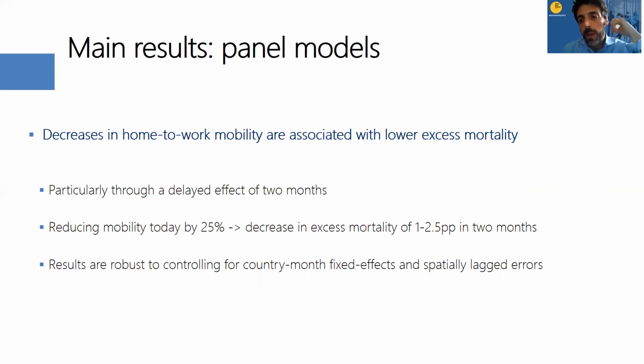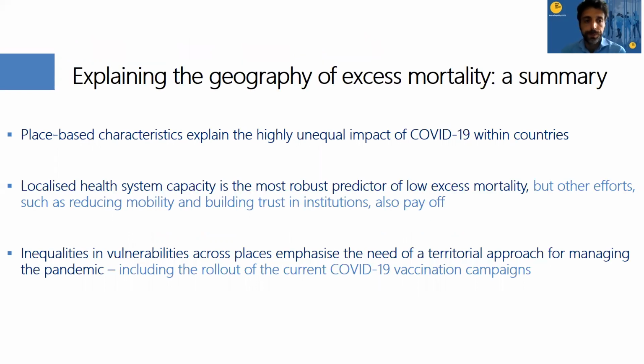If you want an idea of magnitude, even if it should be interpreted with caution, if we reduce mobility today by 25%, then in 2 months we would have a decrease in excess mortality of 1 to 2.5 percentage points. This is, of course, only association and not causation. Results are robust to controlling for country and month fixed effects and spatially lagged errors.